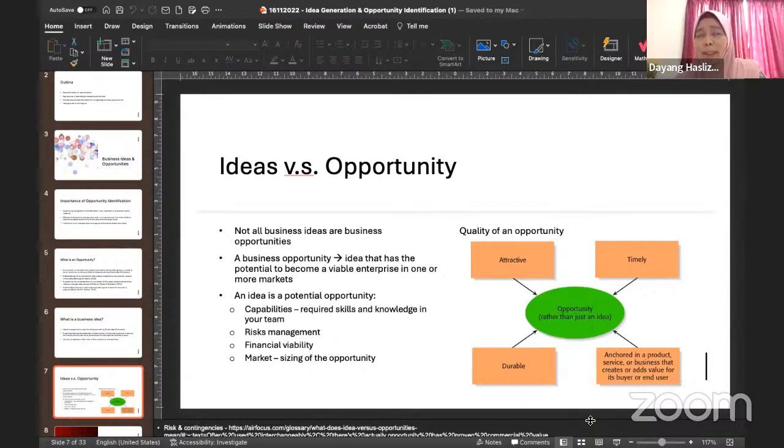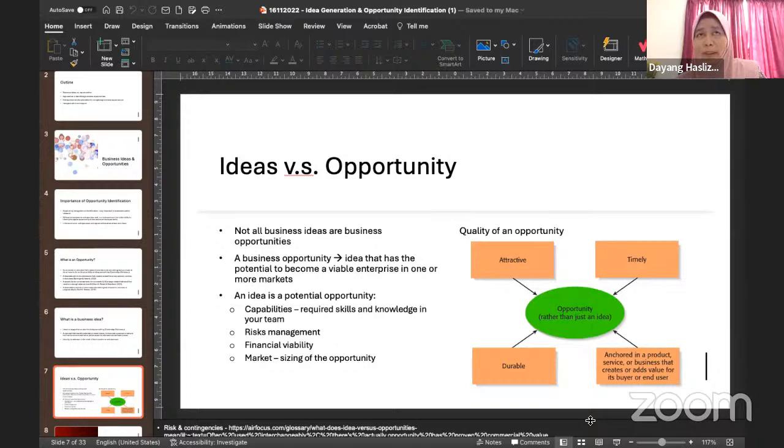Also, an idea can become a business opportunity if it has financial viability. Remember just now, it has to have enough sales to generate profit. The market for your new idea has to be big enough. So you have to assess the size of the market.